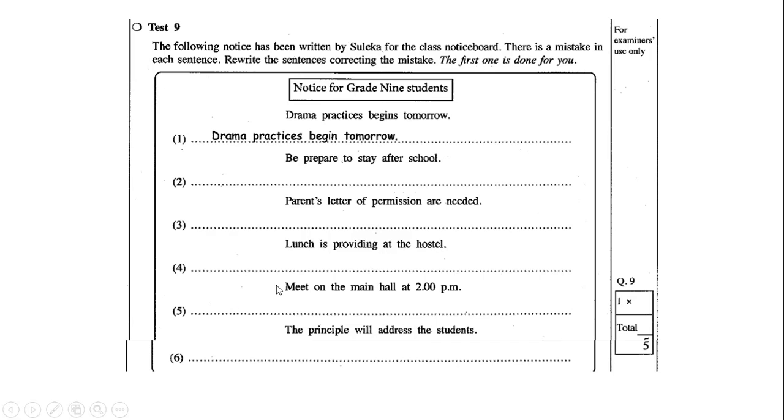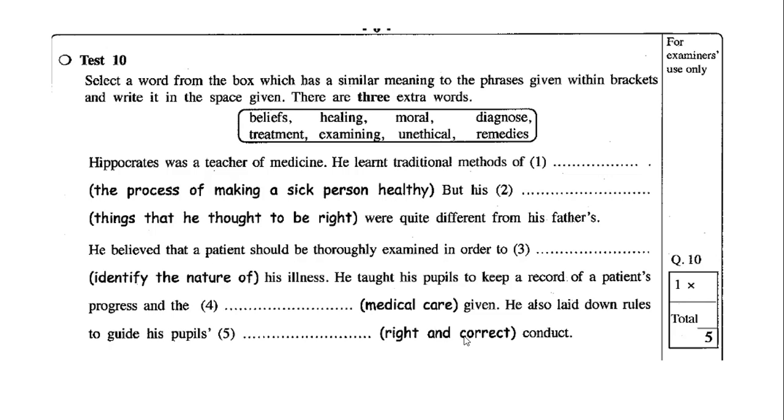Passive voice. Next one, number 5, meet on the main hall at 2 p.m. You don't use the preposition on to describe a place. So the correct one should be meet at the main hall at 2 p.m. Final one, the principal will address the students. For the person, principal, you have to use PAL. The principal will address the students. 1 mark for each sentence. So altogether 5 marks. Let's move to activity 10.